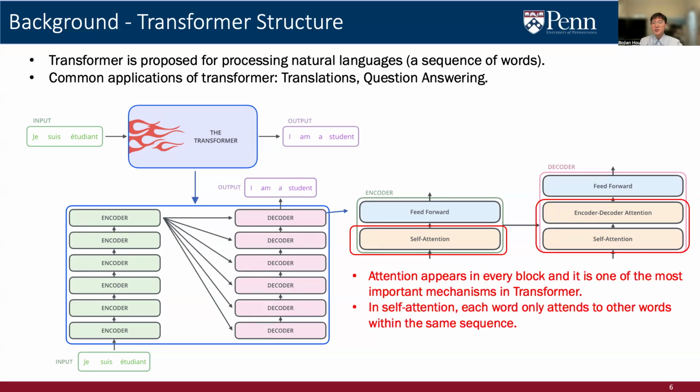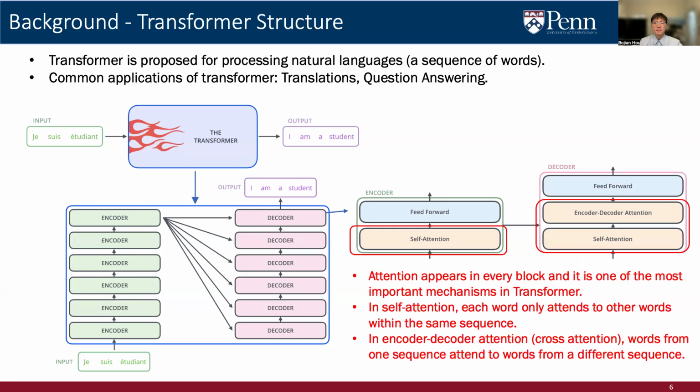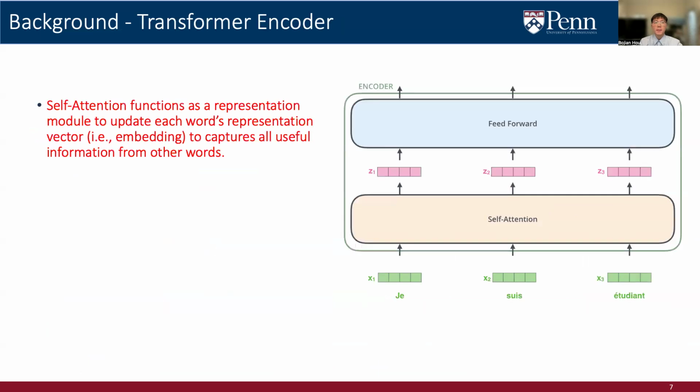In self-attention, each word only attends to other words within the same sequence. In encoder-decoder attention or cross-attention, words from one sequence attend to words from a different sequence. Self-attention and cross-attention share basically the same mechanism. In today's talk, I merely introduce self-attention. You can learn by yourself how the encoder-decoder attention or cross-attention works. Self-attention functions as a representation module to update each word's representation vector to capture all useful information from other words.